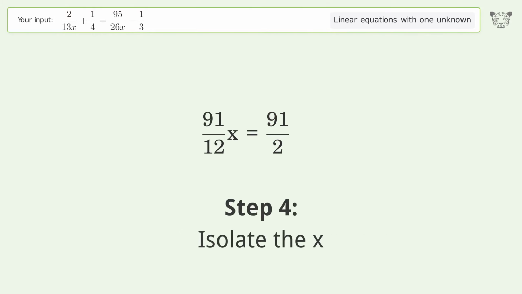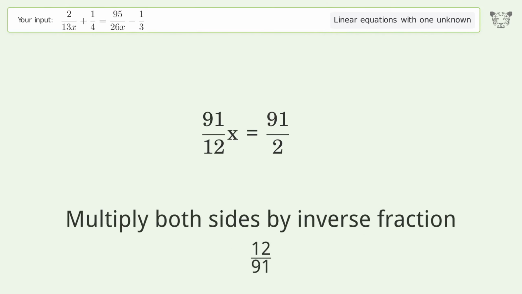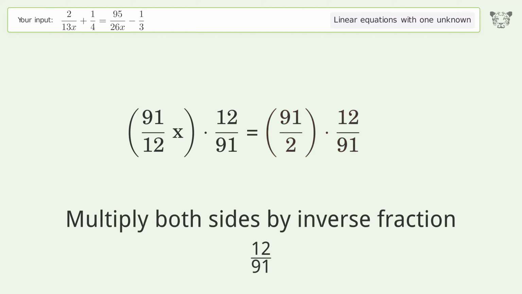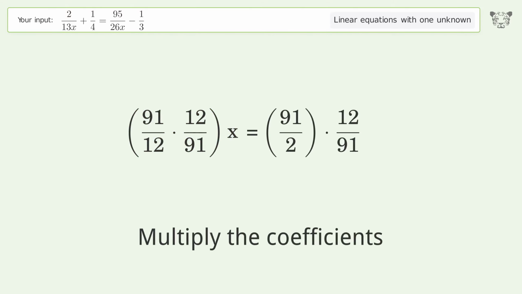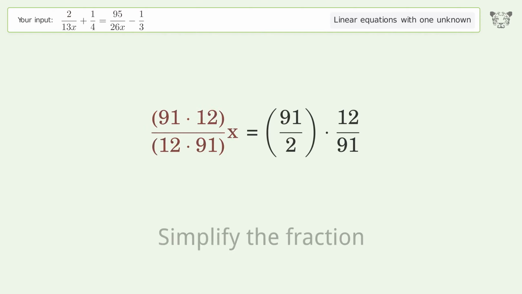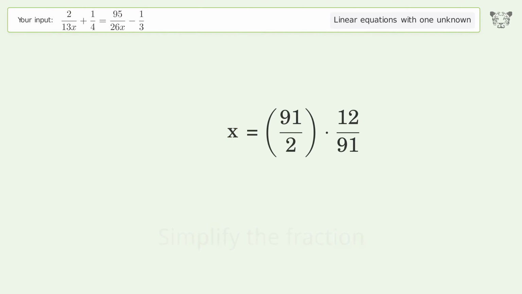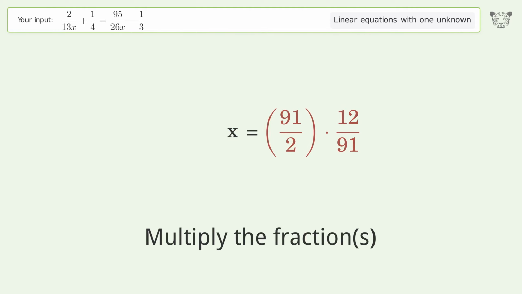Isolate the x. Multiply both sides by inverse fraction 12 over 91. Group like terms. Multiply the coefficients. Simplify the fraction. Multiply the fractions.